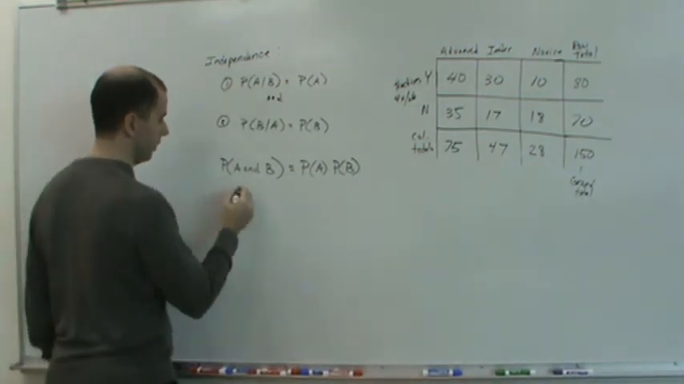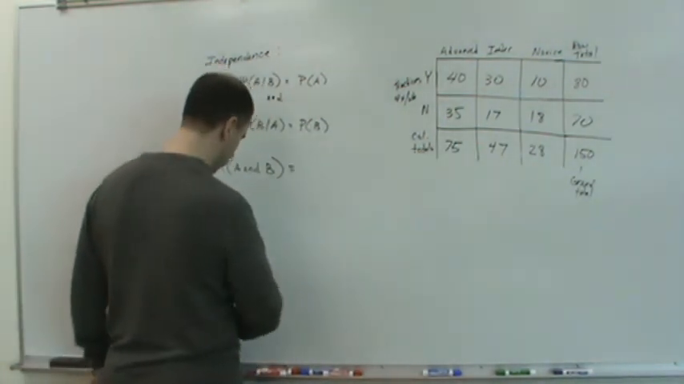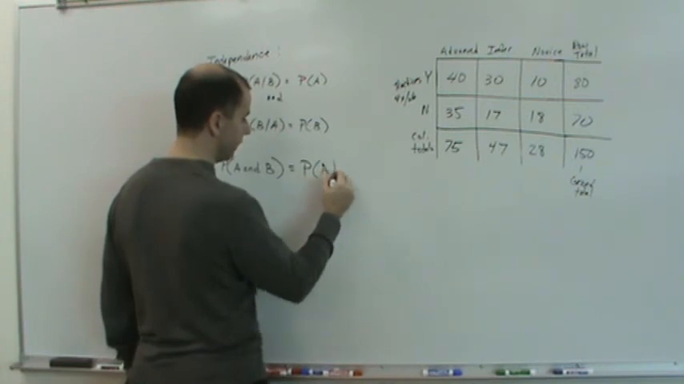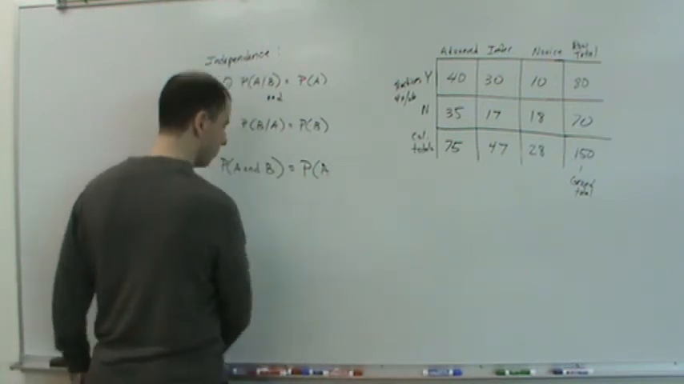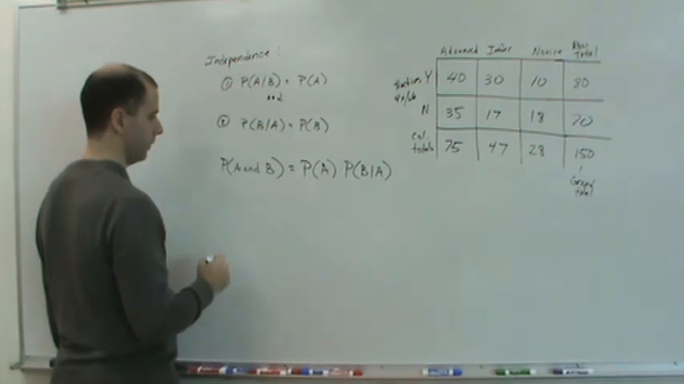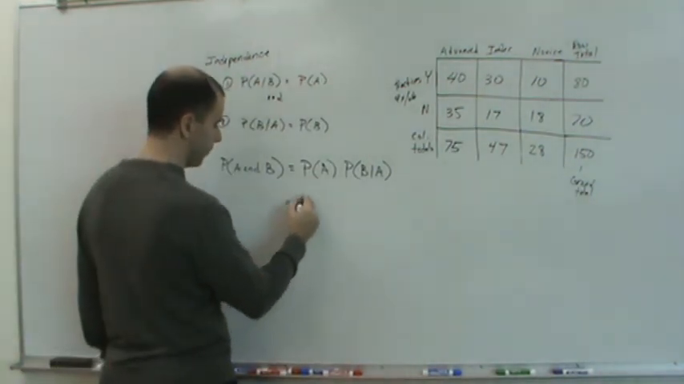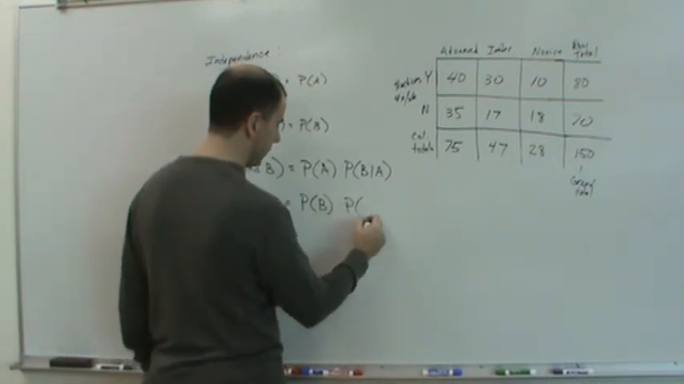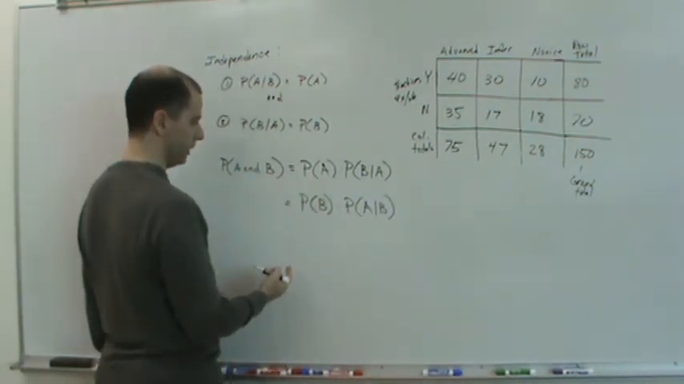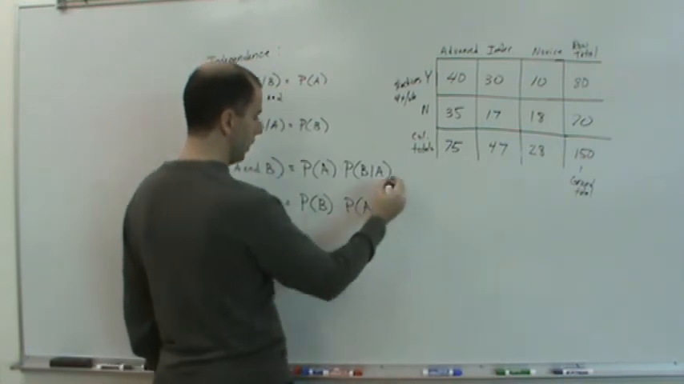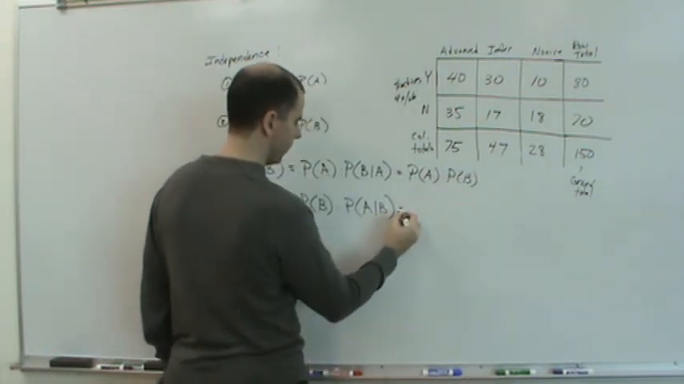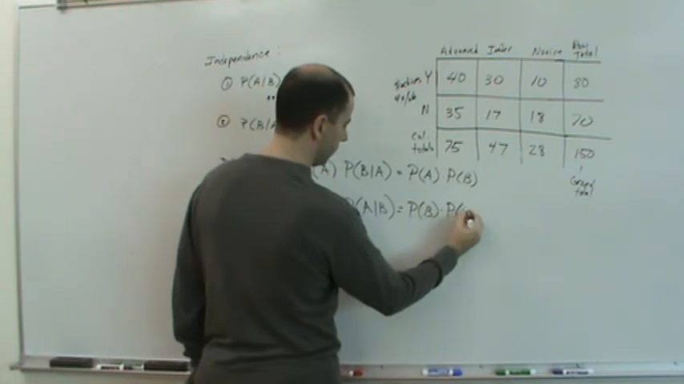Because remember, in general, the probability of A and B is the probability of A times the probability of B given A, right? But this is also equal to the probability of B times the probability of A given B, okay? Because we can write it this way or this way, okay? So again, if these two are true, then they both will equal the probability of A times the probability of B.